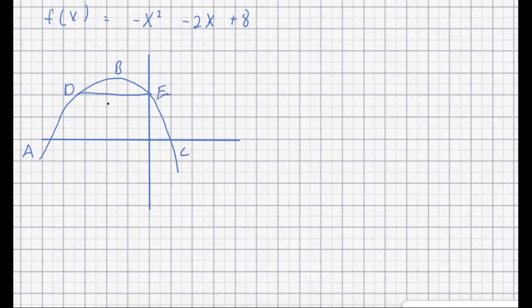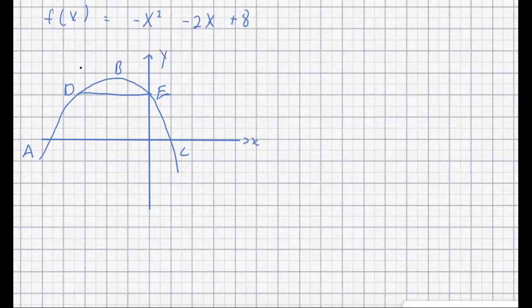So we know that DE is parallel to the axis. Now this is analytic geometry, so it has a little bit of equations and functions and a little bit of geometry. The first question is, calculate the coordinates of the vertex of the parabola B.